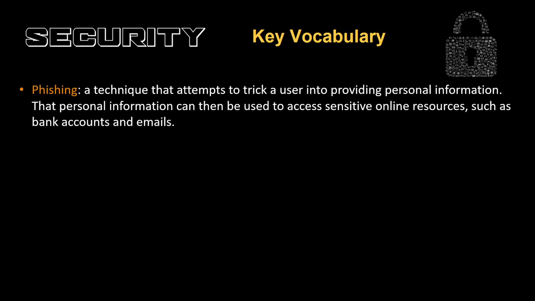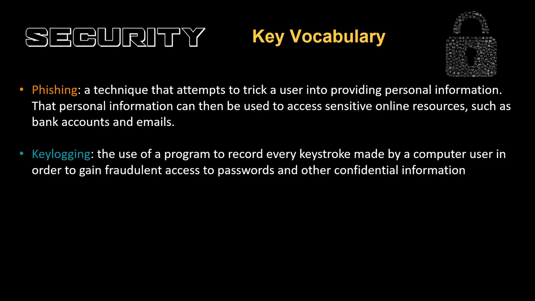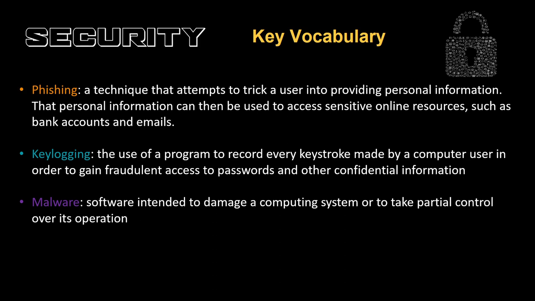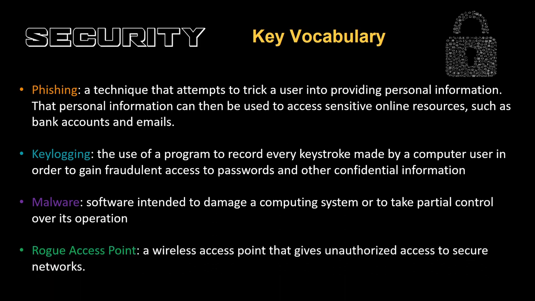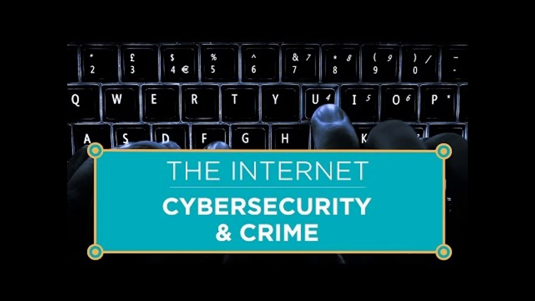So let's review. Phishing was tricking people and getting personal information or access. Keylogging was recording all your keystrokes. Malware is software which is designed to damage your computer. And rogue access points were unauthorized wireless access points. Okay, so those are the big topics.